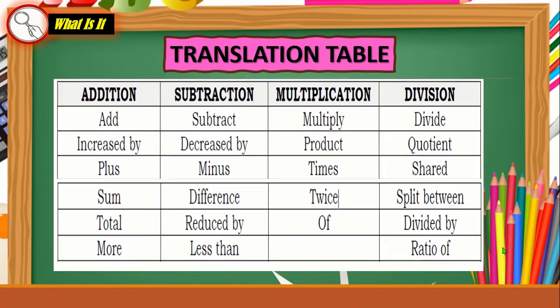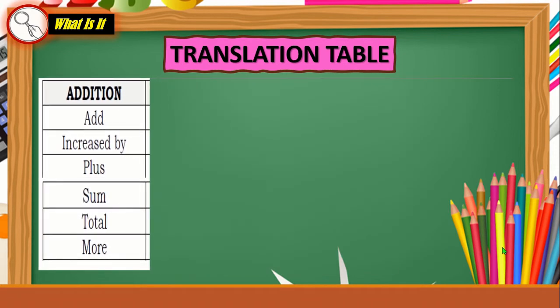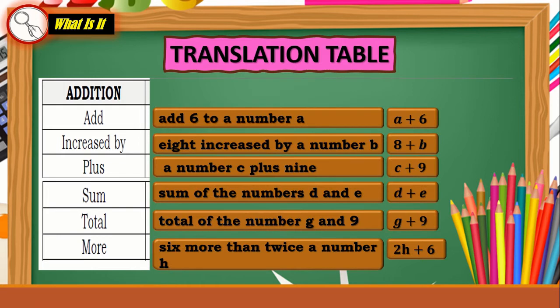Now let us have some examples. We begin with addition. For example, add 6 to a number A, that's A plus 6. 8 increased by a number B, that's 8 plus B. A number C plus 9, that's C plus 9.